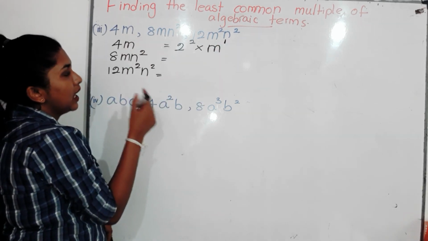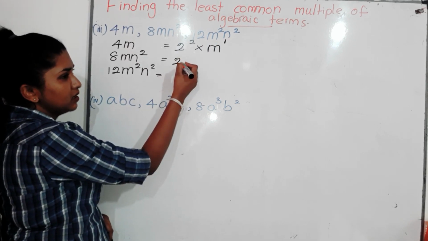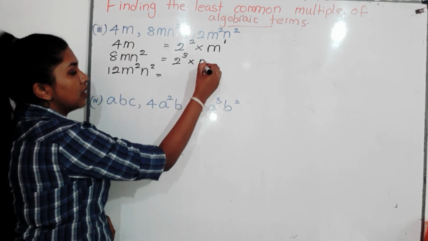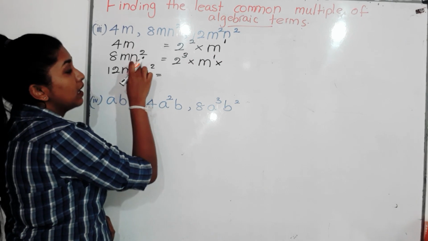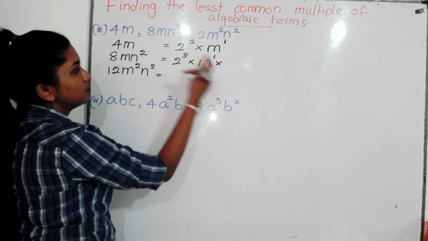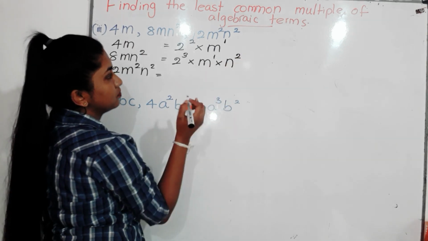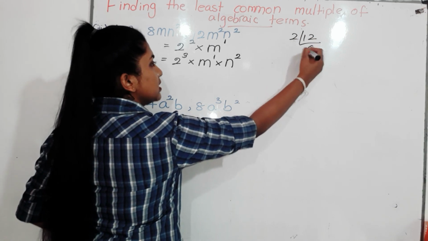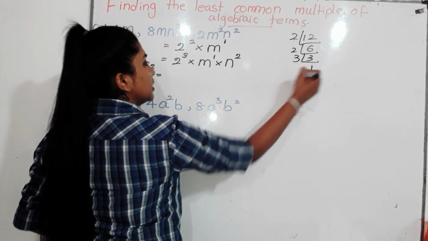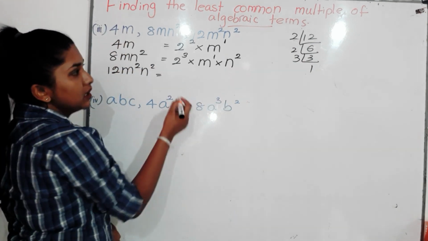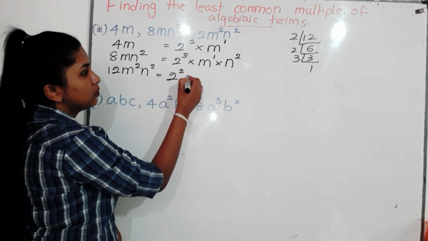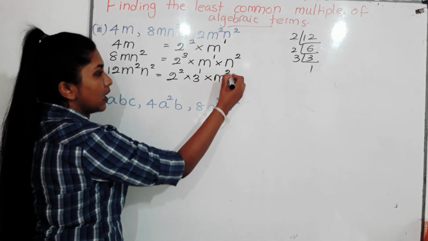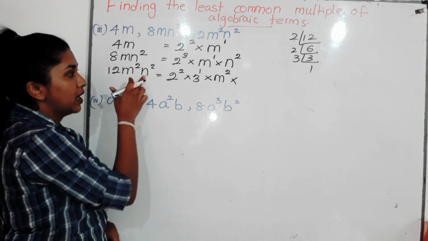8, how can you find 8? 8 is 2 to the power 3. Then m, there's only one m to the power 1. There are two n's, so n to the power 2. Then this one, 12. How can you write 12? 12 can be divided by 2, then 6, again divided by 2, 3. Now divide by 3. 2 to the power 2 into 3 to the power 1 times m squared, don't expand it, n squared.